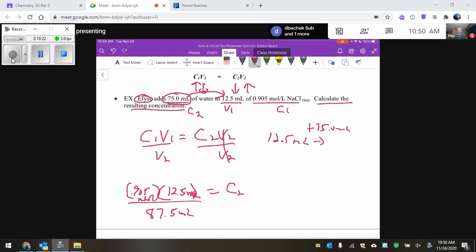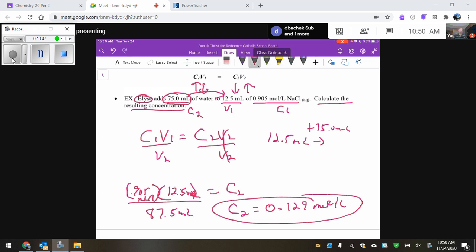Okay. So let's see, 0.905 times 12 and a half divided by 87.5. And my final concentration is 0.1, let's see, 3 significant digits, 0.129 moles per liter. Okay.